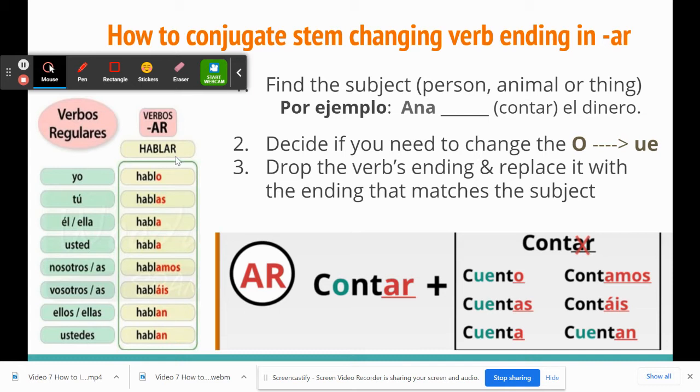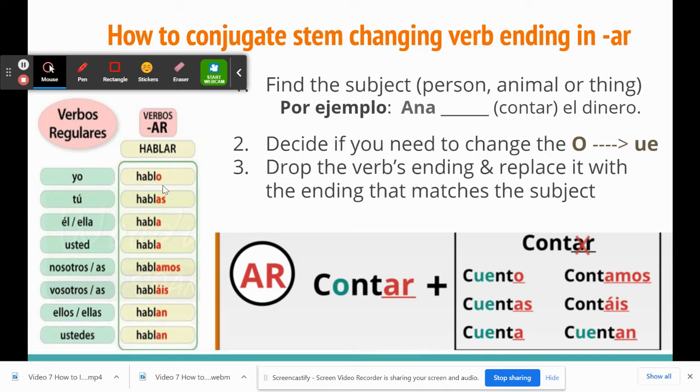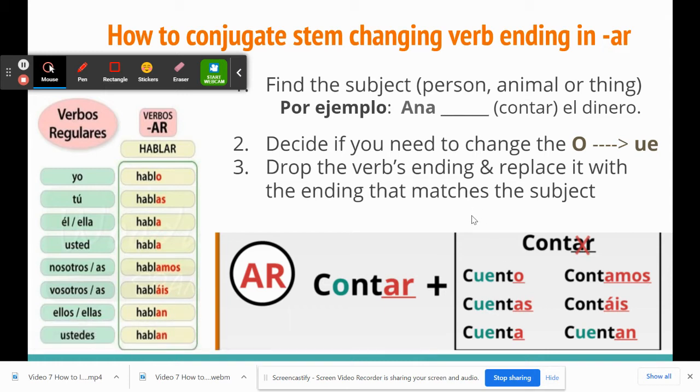Now what I want you to do is take a look at the verb hablar conjugations. Look at this column of the verb hablar. Look at all the conjugations that are in red. And now compare them to the verb conjugation endings for the verb contar. Take a moment and compare the verb endings for hablar with the verb endings for contar. Are there any differences?